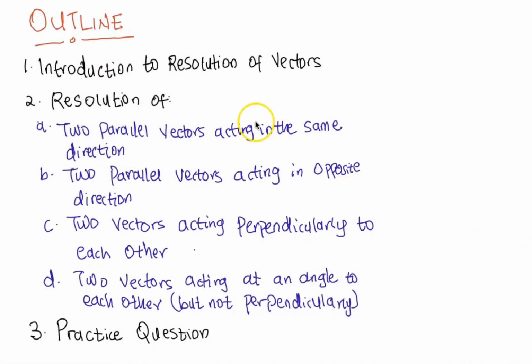In this video lesson, we are going to look at an introduction to resolution of vectors, after which we look at the resolution of two parallel vectors acting in the same direction, and thereafter how to resolve two parallel vectors acting in opposite directions. From there we look at the resolution of two vectors acting perpendicularly, here we mean at 90 degrees to each other, and then two vectors acting at an angle other than 90 degrees to each other. Lastly, we'll look at some practice questions.